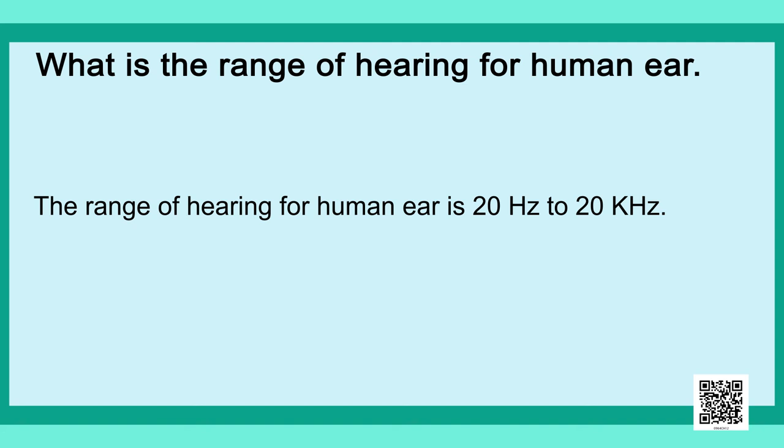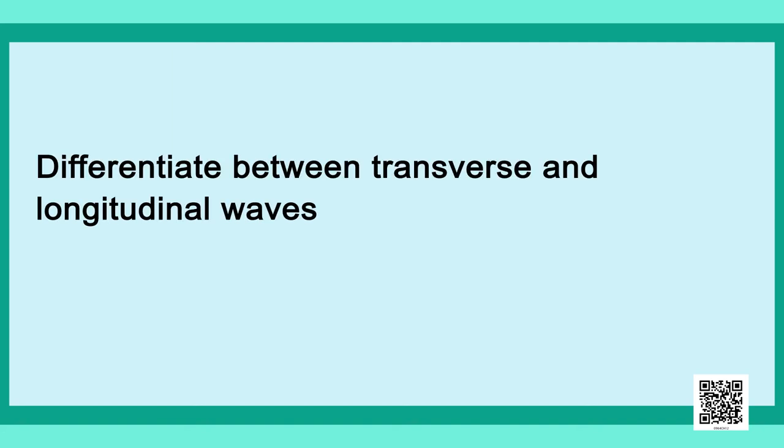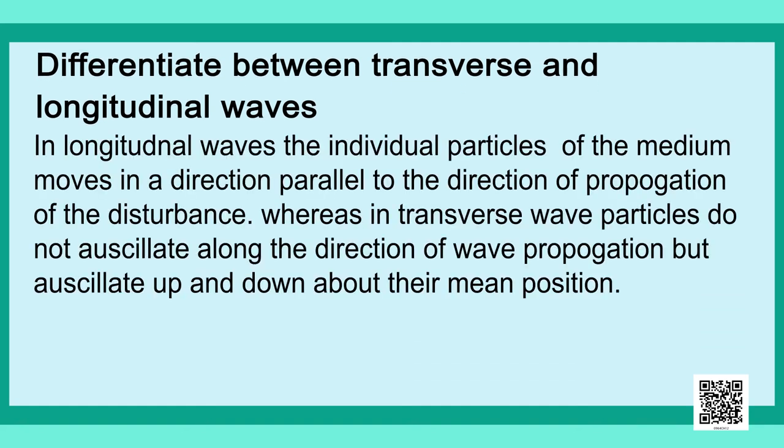My next question, differentiate between transverse and longitudinal waves. In longitudinal waves, the individual particles of the medium move in a direction parallel to the direction of propagation of the disturbance. Whereas in transverse waves, particles do not oscillate along the direction of wave propagation, but oscillate up and down about their mean position.